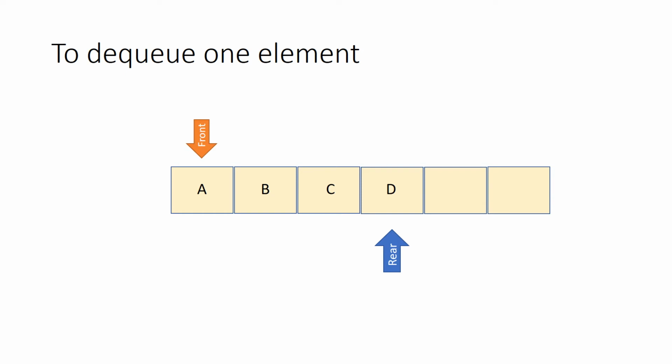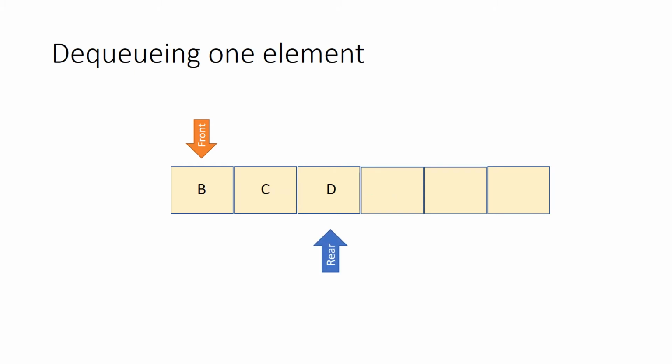We already have 4 elements and we want to dequeue one element. So that element to be dequeued is at the front. If A is dequeued, B, C and D are shifted to fill up the space. And the rear pointer is adjusted.